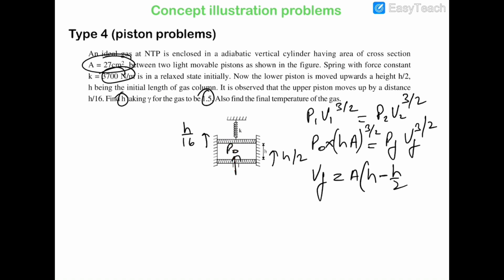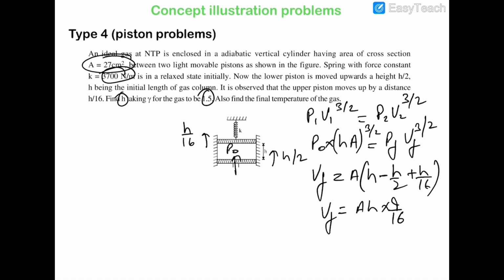You can easily see that if this piston moves upward, the volume of gas will decrease, so we use a negative sign. As the other piston moves upward, the volume of gas will increase, so it would be plus H by 16. So this will be equal to 9H by 16. So Vf will be A into H into 9 by 16.